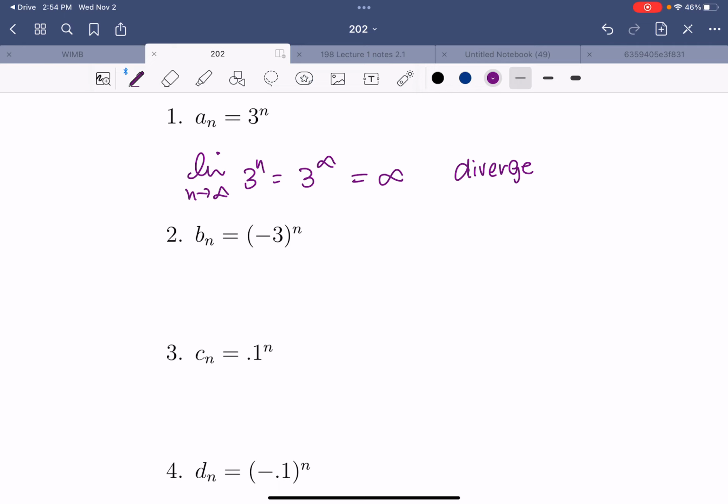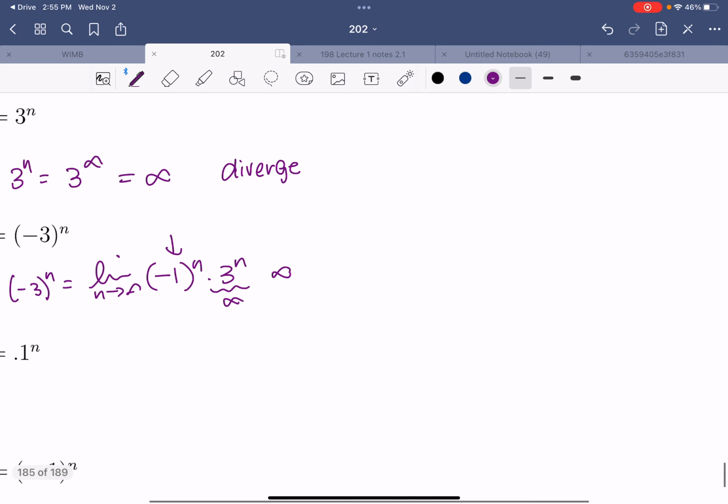What about negative 3? Well, let's look at the limit as n goes to infinity of negative 3 to the n, and let's separate it. I can make that negative 1 to the n times 3 to the n. And we know that this one bounces back and forth from 1 to negative 1, so that's not going to approach a particular value. And this one is infinite, so this is going to end up being infinite as well. And if you think about the terms in the sequence, that will also show this.